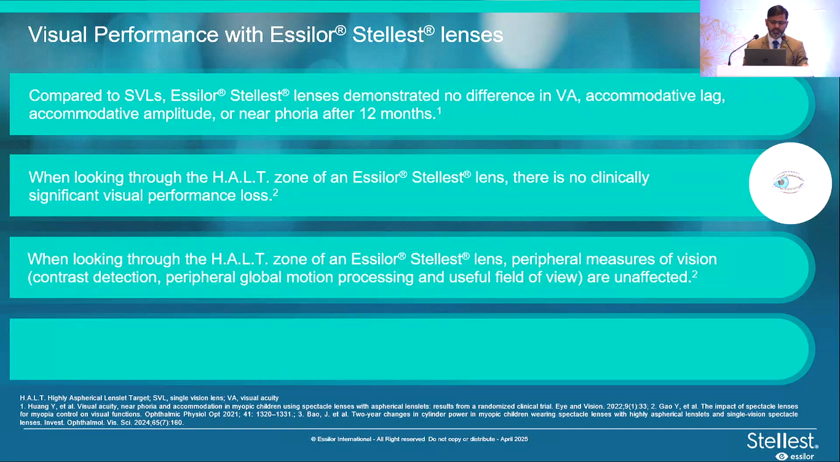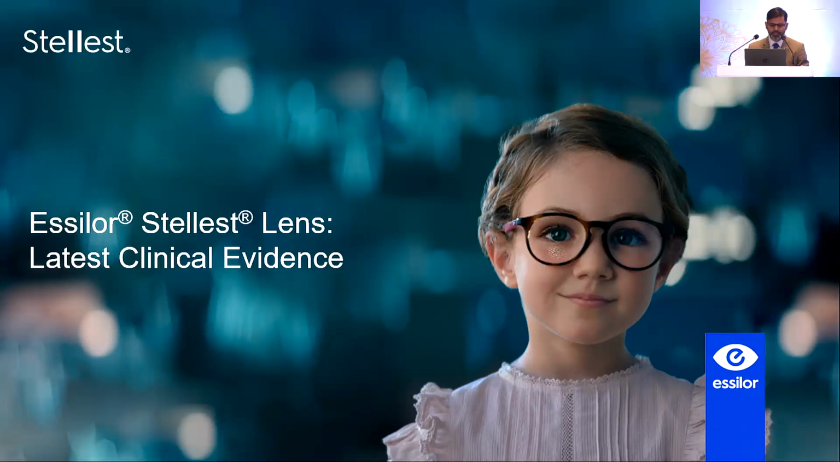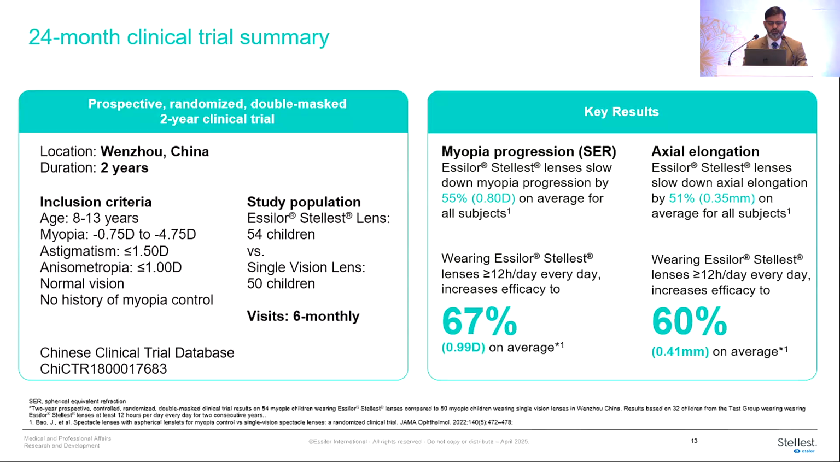And not only this, last year at AIOS 2025, we presented a paper that was a post-hoc analysis of our 2-year clinical trial, where we looked at the cornea, the cylindrical, and astigmatism. There's no impact of the Essilor Stellest lens on these factors. So it is the visual component that we have seen, and we are not seeing any impact over there. We'll quickly go through the clinical evidence.